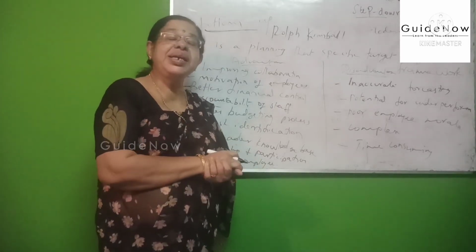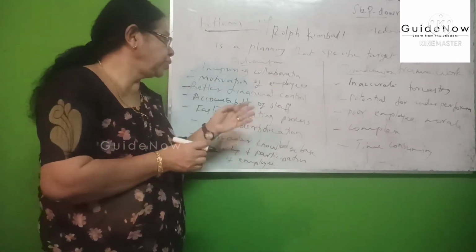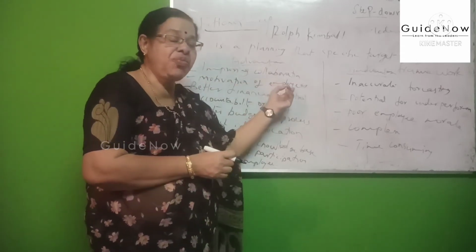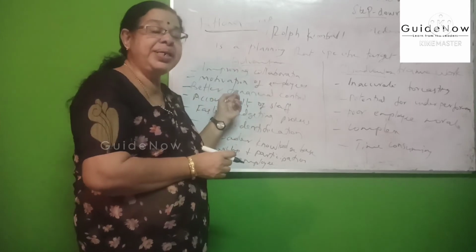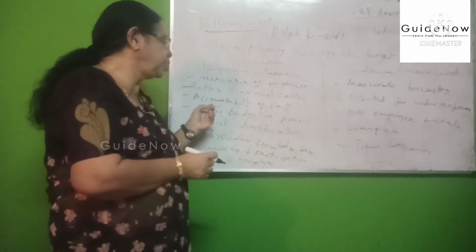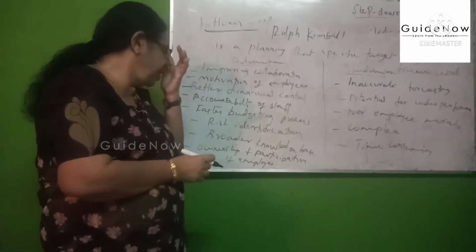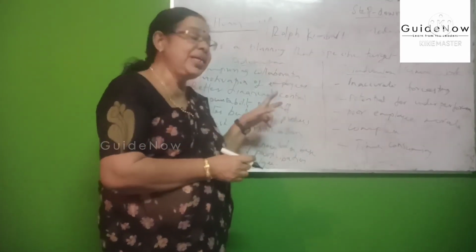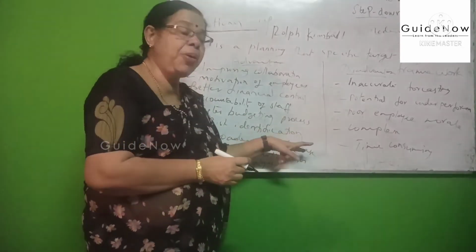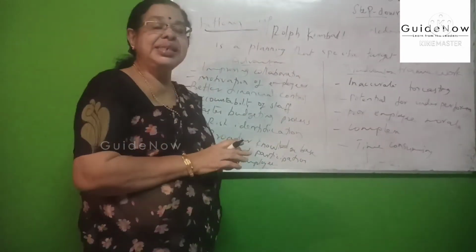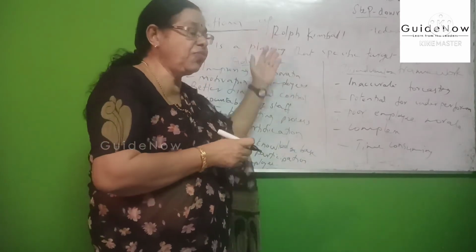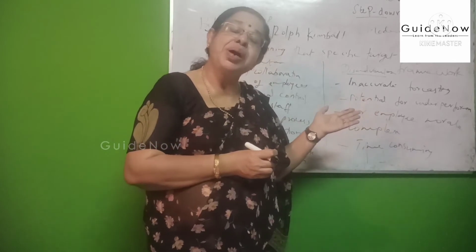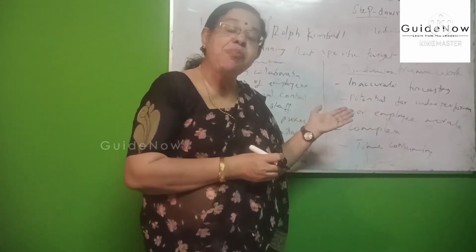These are the advantages of the bottom-up approach: improving collaboration; second, motivation of employees; third, better financial control; fourth, accountability of staff; next, a faster budgeting process; next, risk identification; next, a broader knowledge base; and last, ownership and participation of employees. These are the main important advantages of the bottom-up approach or bottom-up planning.